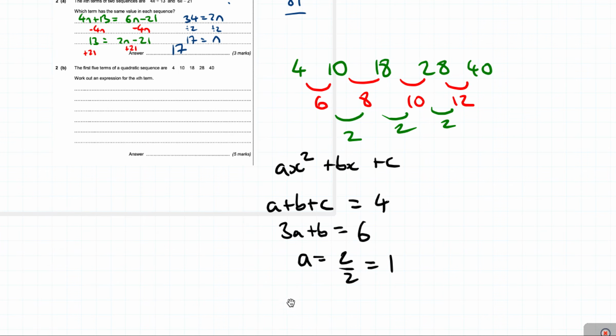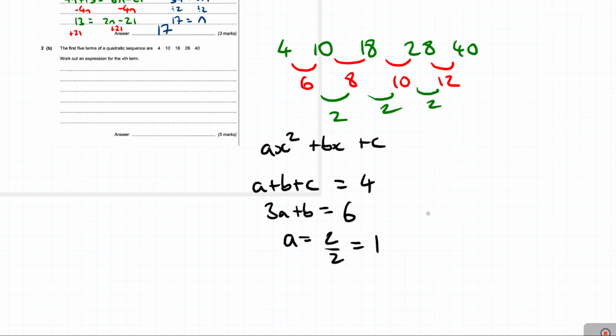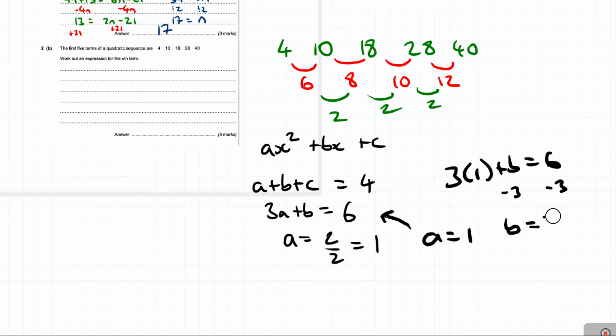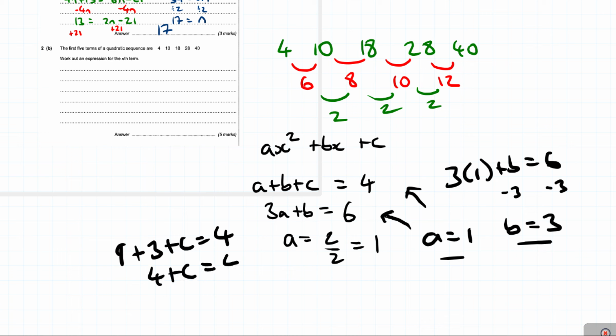And so therefore from here we can say that a is equal to 1. We can plug a into our second equation, so it's 3 times 1 plus b is equal to 6. So we subtract 3 on both sides, because 3 times 1 is 3, so b is equal to 3. And finally we can plug it into our first equation to find c. So it's going to be 1 plus 3 plus c is equal to 4. So 4 plus c is equal to 4, so c is equal to 0.